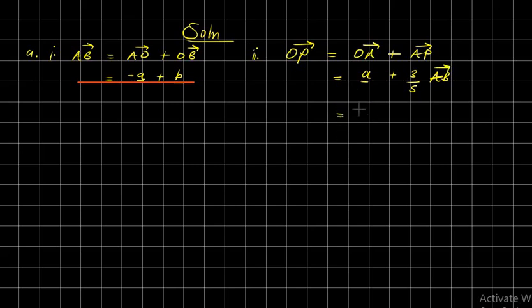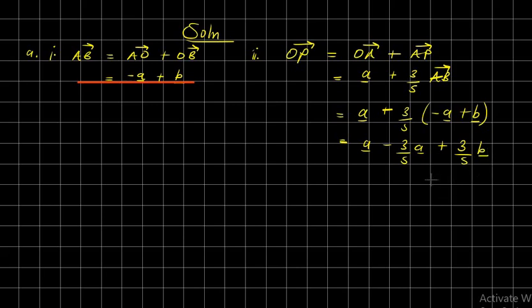So this is going to give us A vector plus 3 over 5. Now what is this vector? It is this. So we have negative A vector plus B vector. We can just expand that. If we expand that, we are going to have A vector minus 3 over 5 A vector, then plus 3 over 5 vector B.